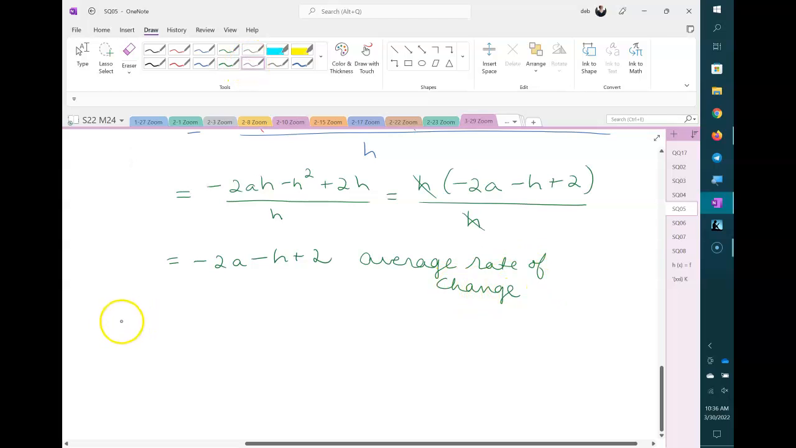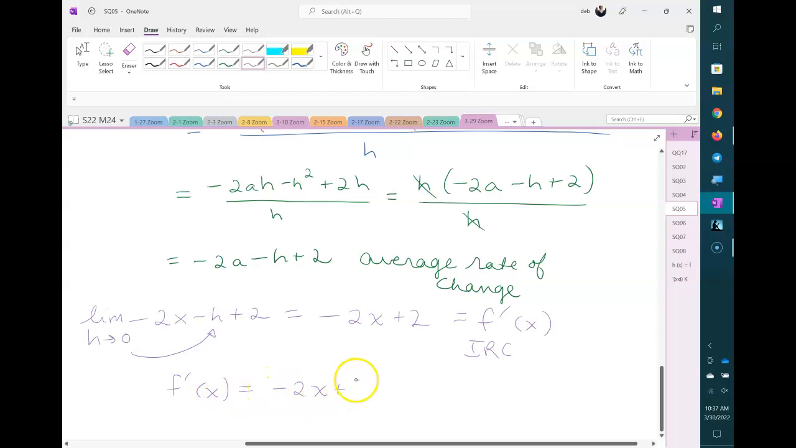Now I'm going to switch back to x, and it's going to be negative 2x minus h plus 2. Then I'm going to do the limit as h goes to 0 of that and get negative 2x plus 2. So only the h is going to 0. This is the instantaneous rate of change, also known as the derivative. So this is the answer to the first part. f prime of x equals negative 2x plus 2. So that's part a.